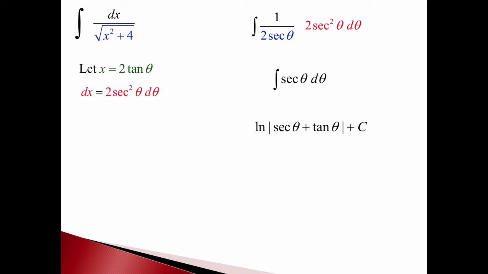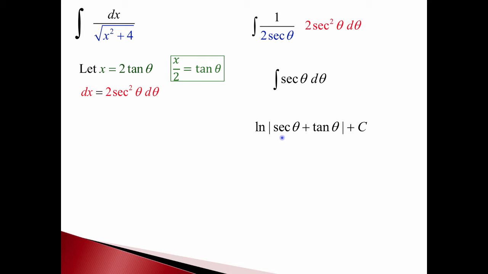Here's why. Right? Figuring out what tangent of theta is, that's not too bad. I mean, I can just solve my original equation there. If x were 2 tangent theta, just take the 2 to the other side, and x over 2 is tangent of theta. So I can just plug in the x over 2 right there where the tangent theta is, and I'm good to go.